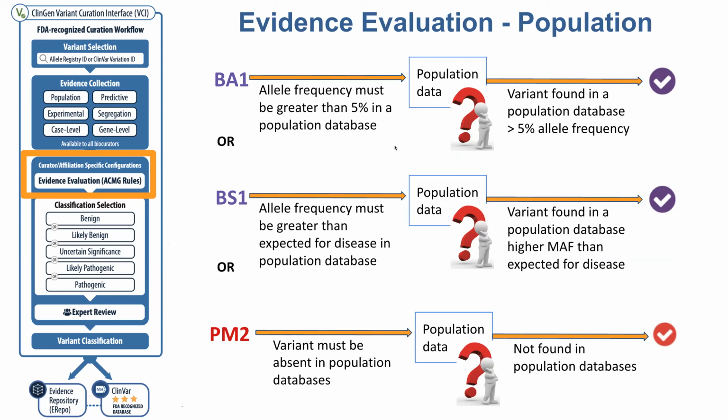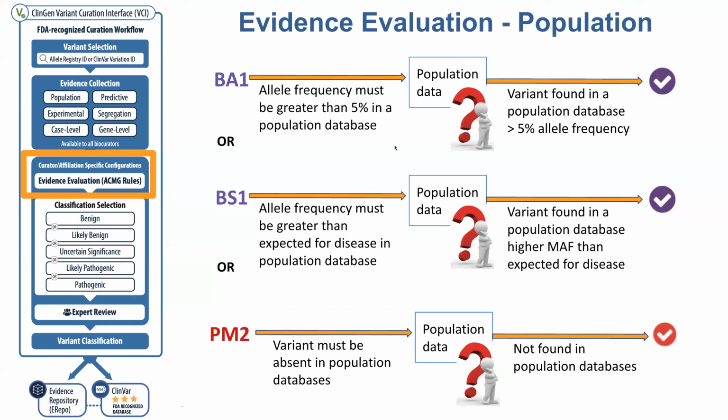So for BA1, which is shown at the top here, it asks if the allele frequency is greater than 5% in any of the population data. And if it is, then it's saved as met, and the variant is considered to be benign. Conversely, for PM2 shown at the bottom, the question is whether the variant is absent altogether from the population data set. And if that's the case, then that criterion is considered to be met, and thus the variant is more likely to be pathogenic.